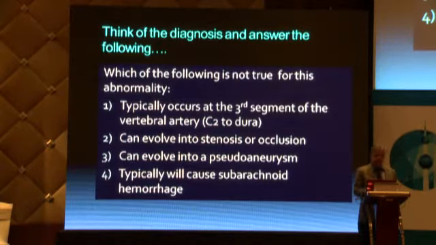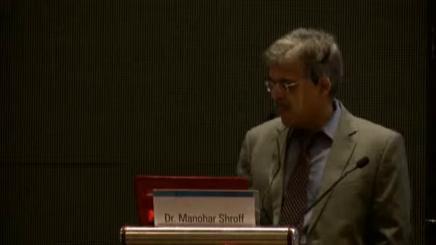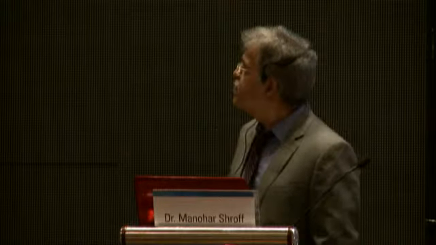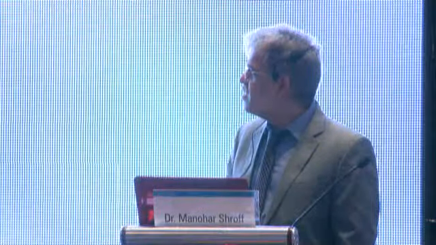So once you have the diagnosis, which of the following is not true for this abnormality that you just saw? Typically occurs at the C2 to dura, can evolve into stenosis or occlusion, can evolve into a pseudoaneurysm, and typically will cause subarachnoid hemorrhage. So the answer, which is not true. Let's start again. Keep your remotes ready. 15 seconds, go for it. And press OK after you've pressed the A, B, C, D.